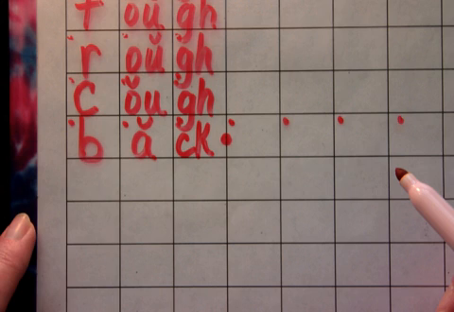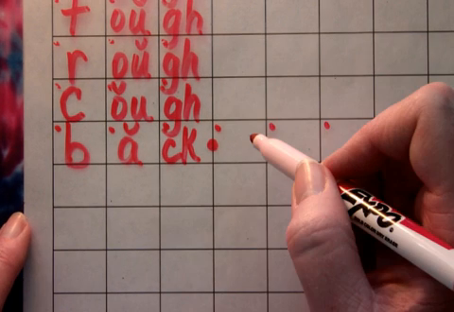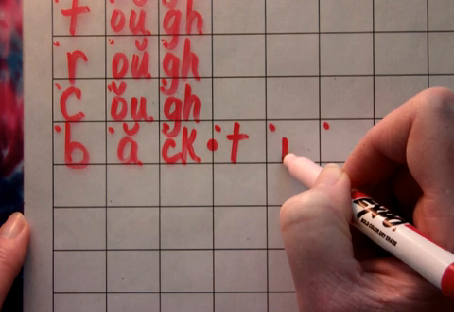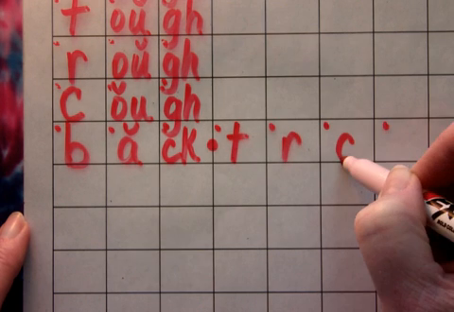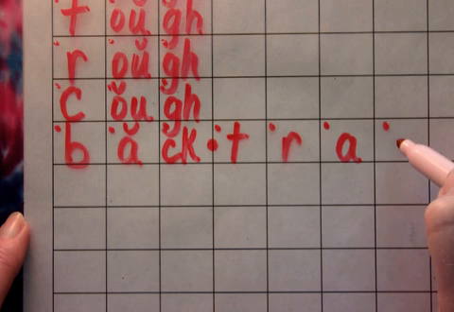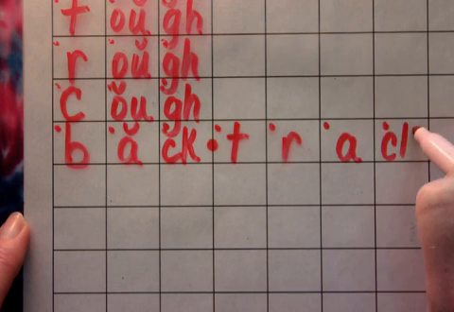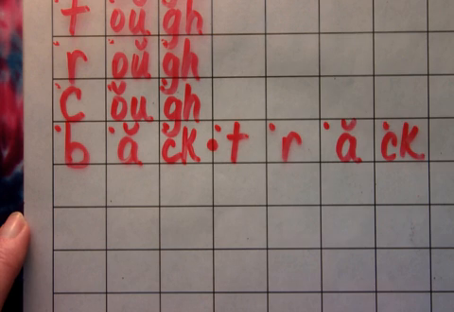Back. The next part is track. T. K. K. Following a single short vowel, spelled with a CK. Back. Track. We've got 2 closed syllables. We've got 2 vowel sounds. They're both short, and those are both closed syllables.